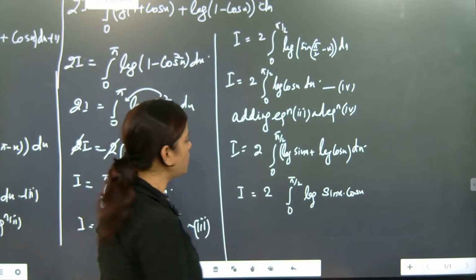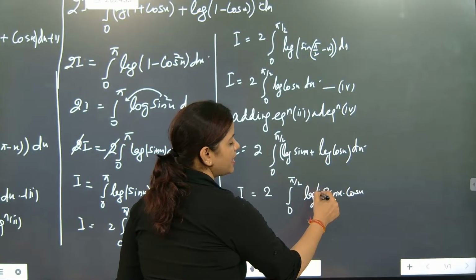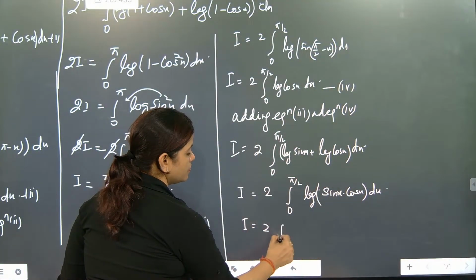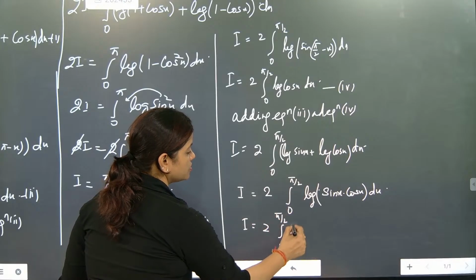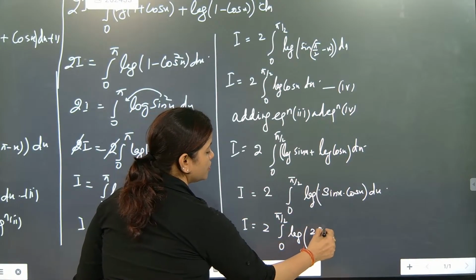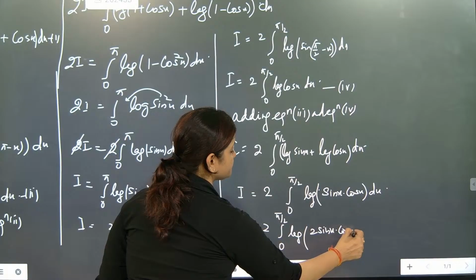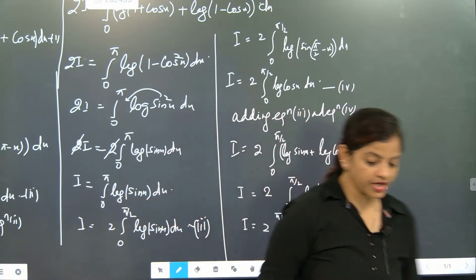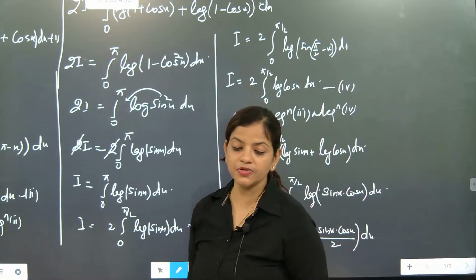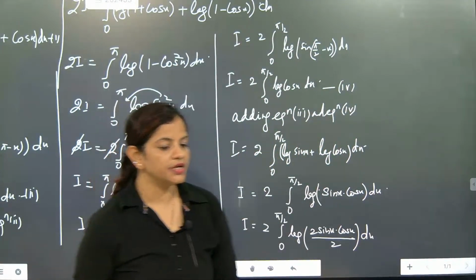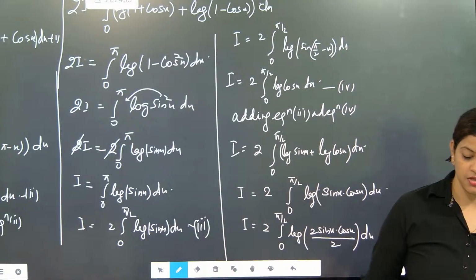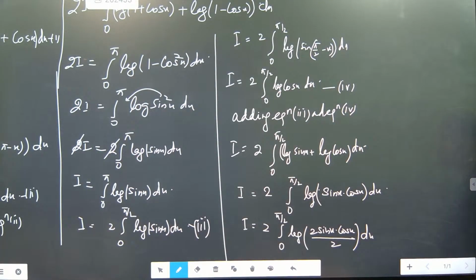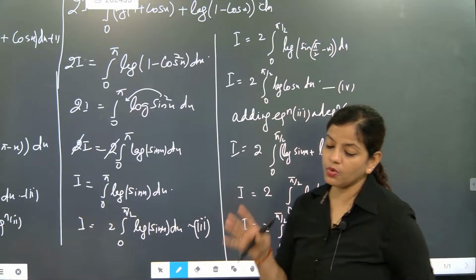Done. Now what we can do here, we can multiply by 2 and divide by 2. So I is equal to the integral from 0 to pi by 2 of log of 2 sin x cos x by 2 dx. This is a 5 marks question, boss. First write down till here, because this question will be solved with what? The Eilert method. It will not be solved by this method, sir. After this, we need to apply the Eilert method, otherwise it is not going to be solved.